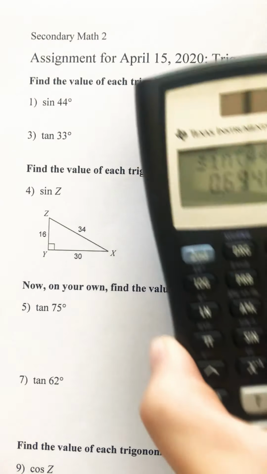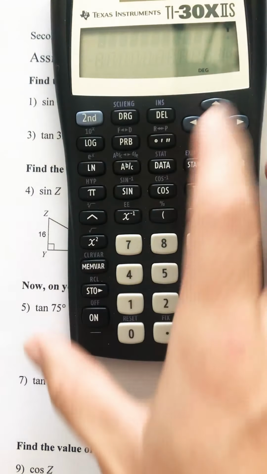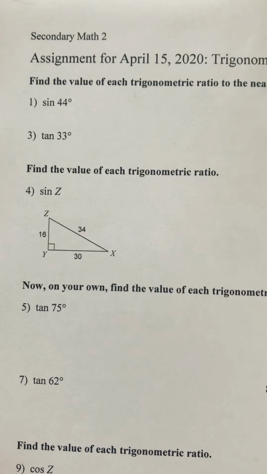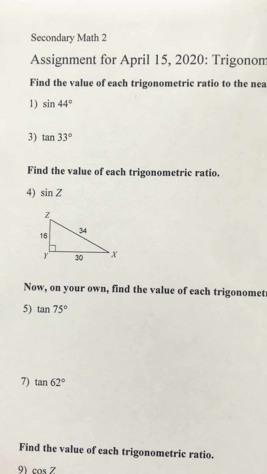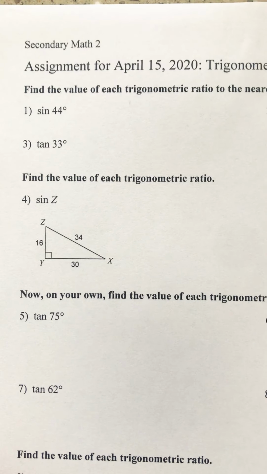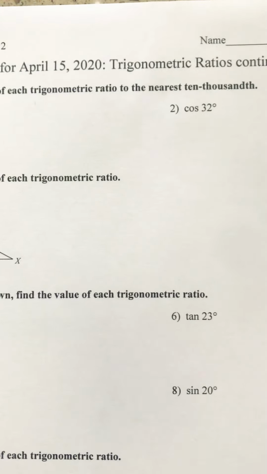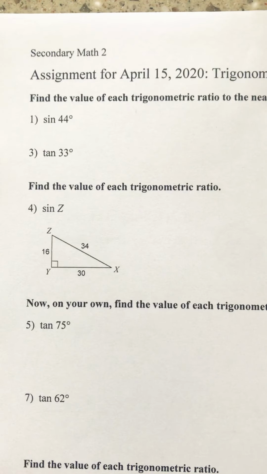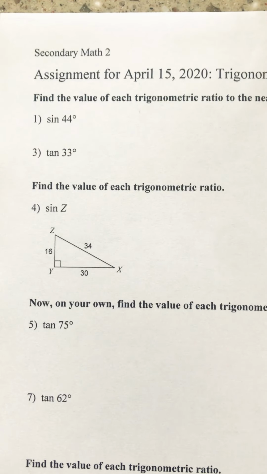If you have a calculator like the ones we have in class, that's awesome. If you don't, I'm going to show you really quick in a second what you can do if you have access to internet. But notice for numbers 1 through 3, it's asking us to find the value of each trigonometric ratio to the nearest 10,000th. Nearest 10,000th is the fourth place after the decimal. So we're actually going to punch these into a calculator to find the ratio.